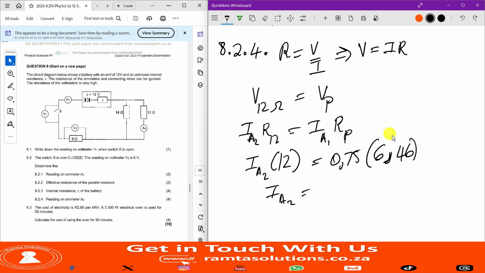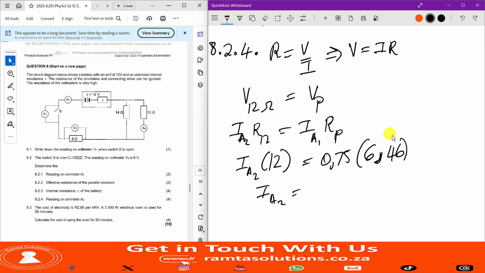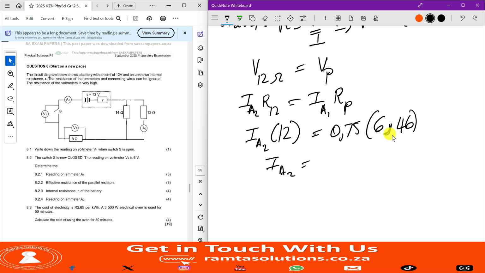So now our current here is 0.40 amperes. Remember, our answers should always be to 2 decimal places. And because this is the final answer, it's fine. 0.4 amperes would do.